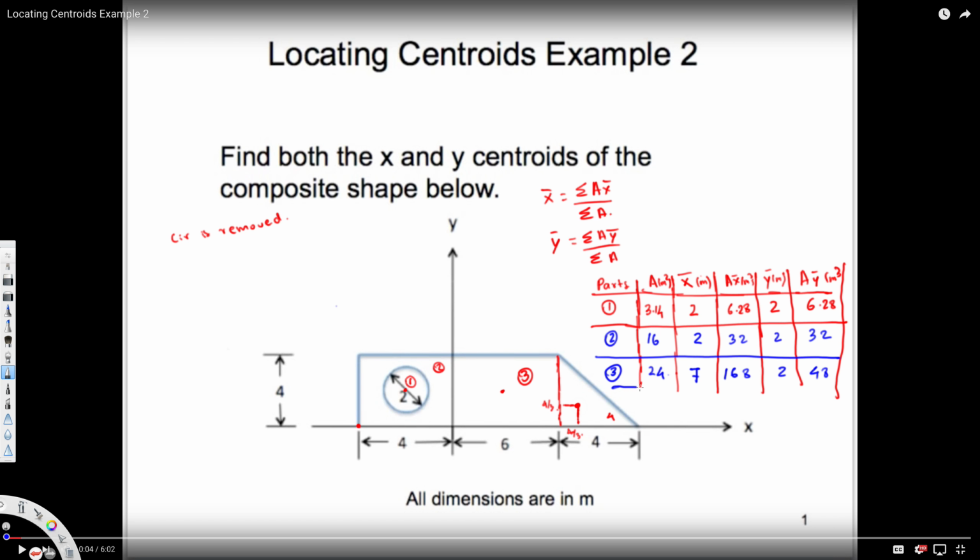Then let's move to the fourth one. So the fourth one is going to be my triangle right here. The area of the triangle is going to be the width times the height divided by 2. So that's the equation for the area of the triangle. So 4 times 4 divided by 2 is going to be 16 over 2, 8.